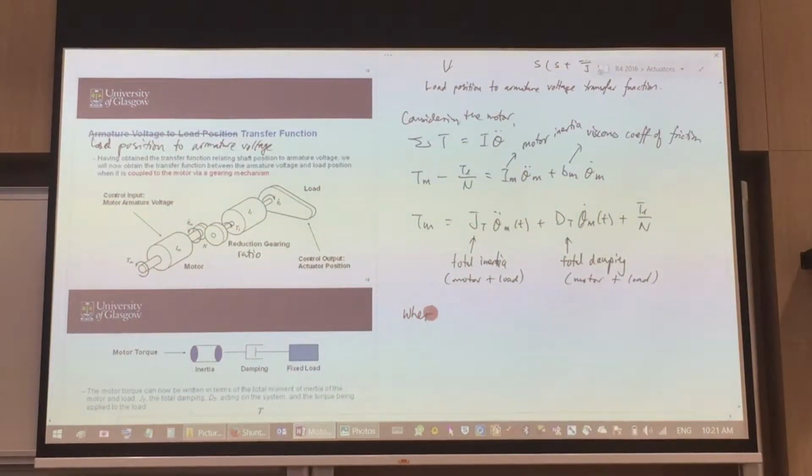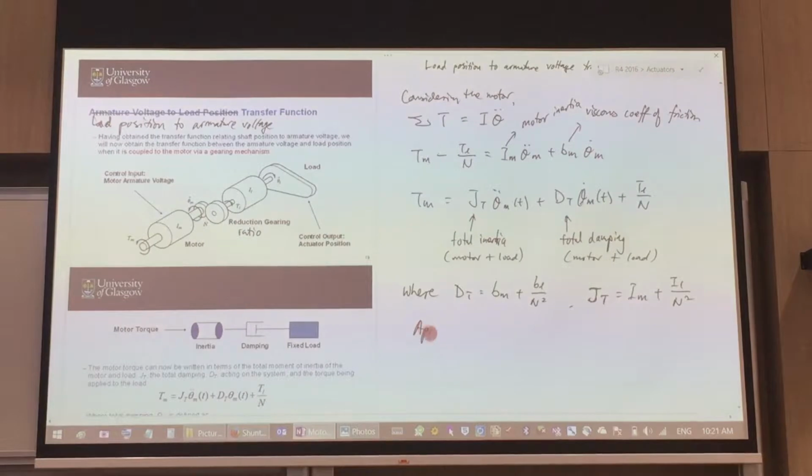So in this case your Dt will be equal to Dm plus DL over n squared. What you've seen before, Jt is Jm plus JL over n squared. Now I know that previously, two lectures ago, you were using capital I, but now the set of notes, I don't know why they want to use J. So to be consistent, I'm using J as well.